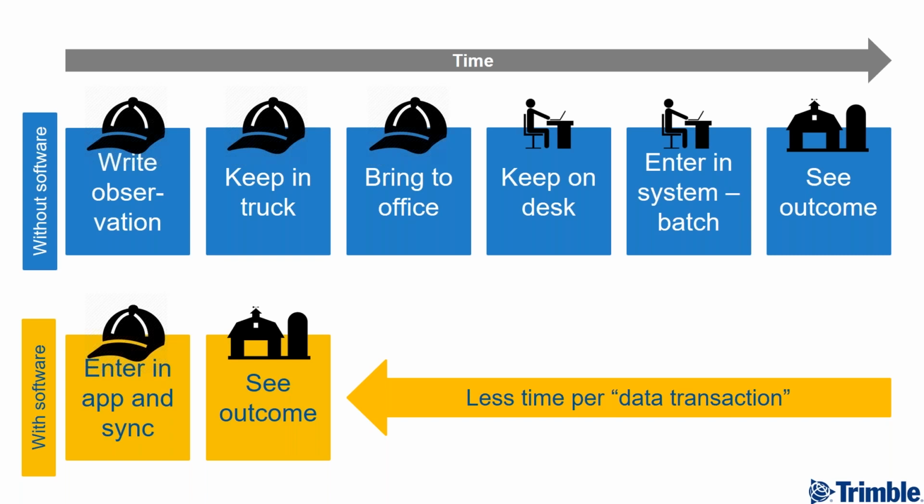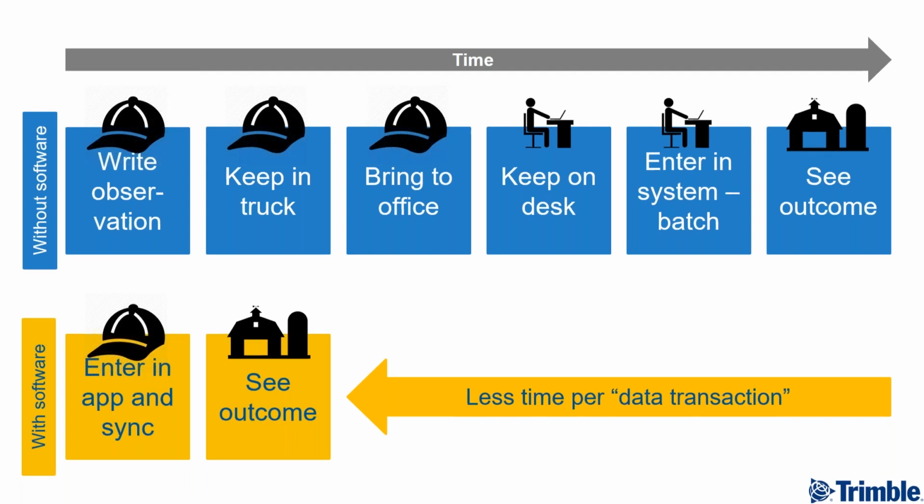It also might be bin tickets, right, for the loads coming in. With software, the person who made that observation enters it into the app and syncs it. And then that manager can see the outcome almost immediately. And so less time is spent per data transaction, right? Yes, there's more data every day on the farm, but it would be great if less time could be spent on every transaction. But what does this mean, right?